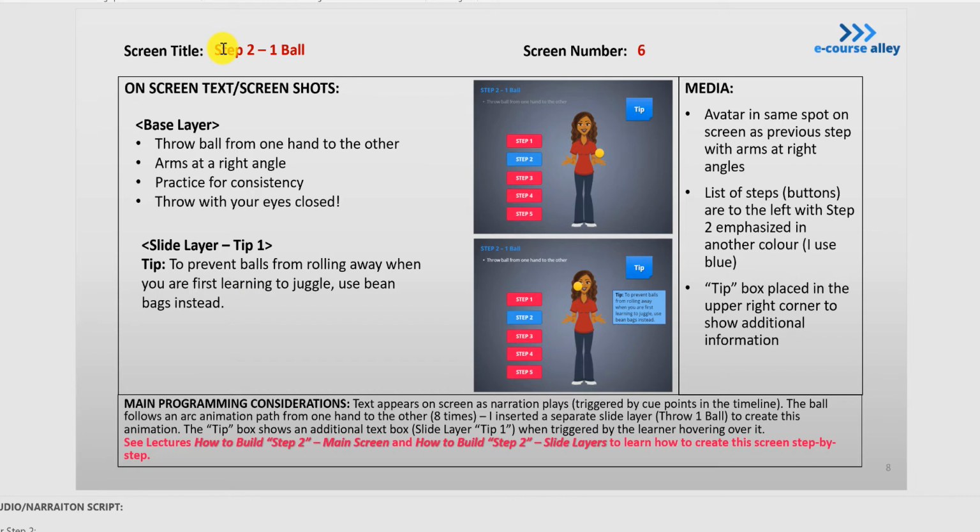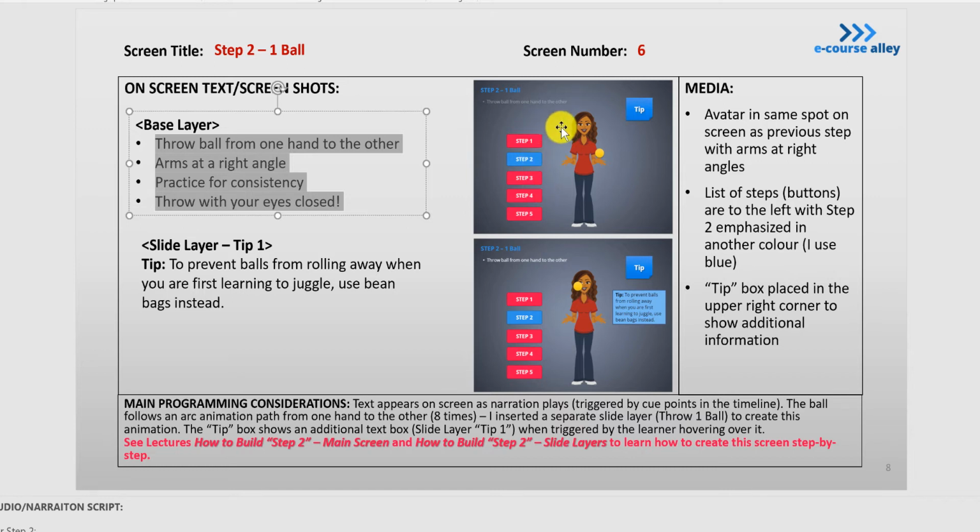So step 2, 1 ball. The on-screen text will be these bullet points here that we'll copy in later. And on the main screen, so that's what we're going to focus on in this video, is how to create the main screen. And then we'll look at how to create the slide layers after this.